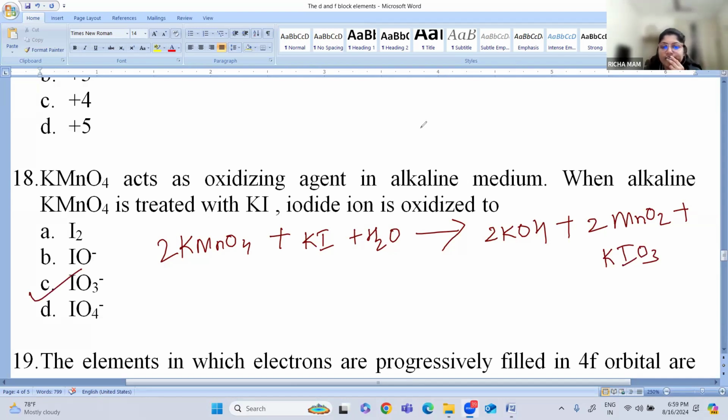So KMnO4 acts as an oxidizing agent in the alkaline medium. When you treat KMnO4 with KI, this is the reaction occurring, and the product is IO3 minus. So this is all based on the reactions.